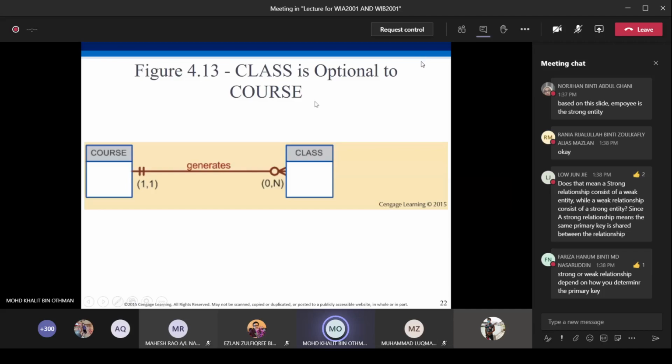This is an example. Class is optional to course. Okay, class is optional to course. We can know just from the symbol here, zero or zero or many, where the many side is optional.